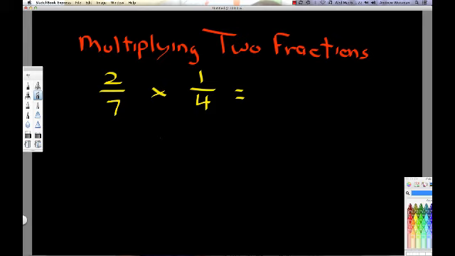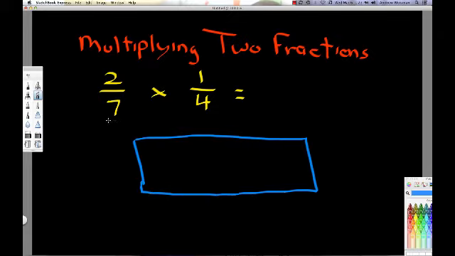In this segment, we're going to talk about multiplying two fractions. First, I will show you what this looks like visually, and then we'll do it mathematically. So first, I'm going to take the fraction 2/7, and I'm going to draw a rectangle.